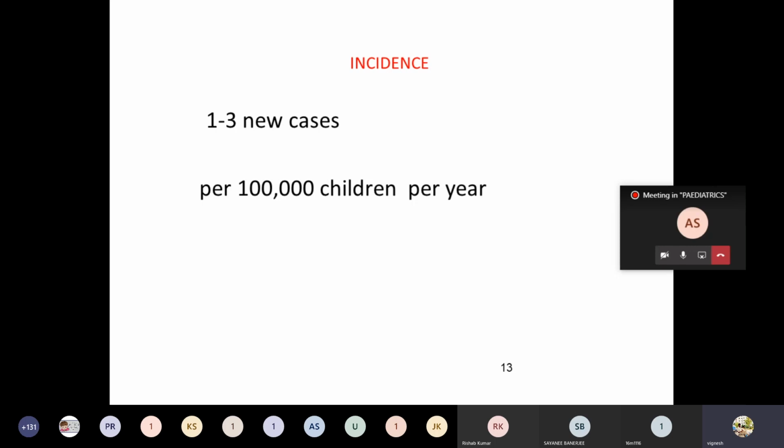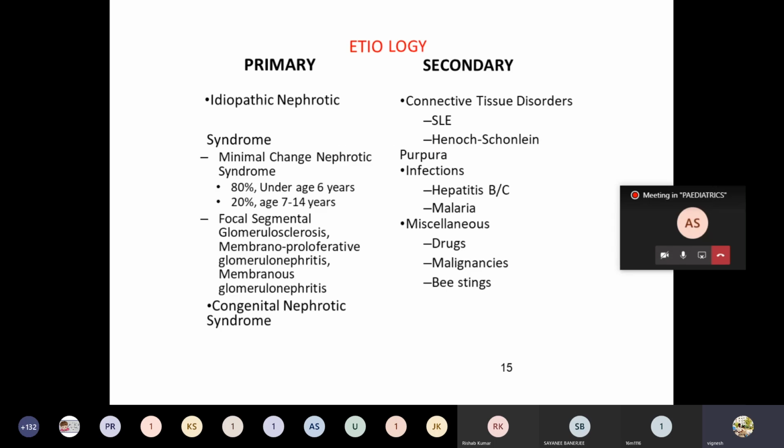So let us discuss incidence. It is about 1 to 3 new cases yearly per 1 lakh children less than 7 years old. So let us discuss etiology. You can classify the etiology into primary idiopathic nephrotic syndrome and secondary nephrotic syndrome. So let us discuss primary idiopathic nephrotic syndrome. In primary, about 90% of them are idiopathic nephrotic syndrome.